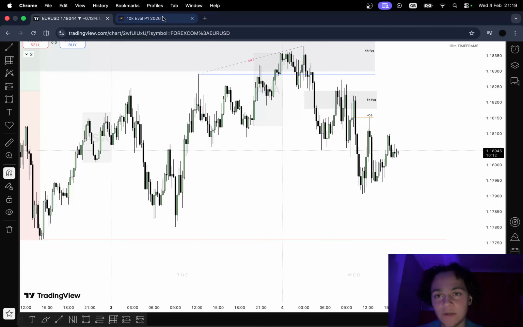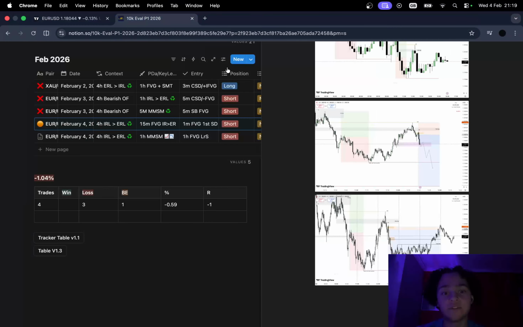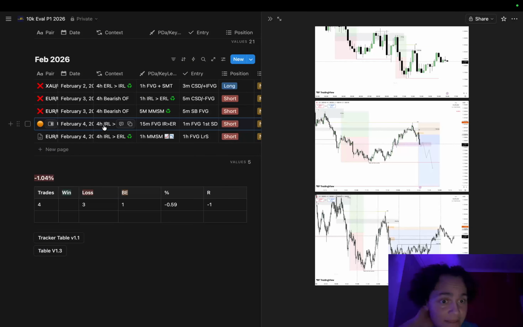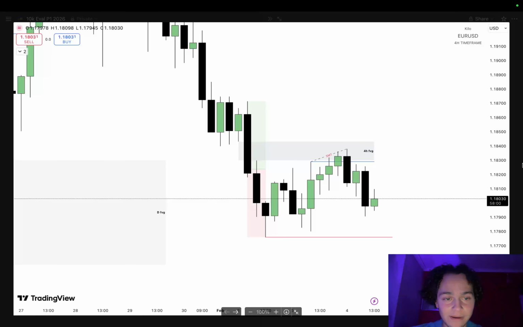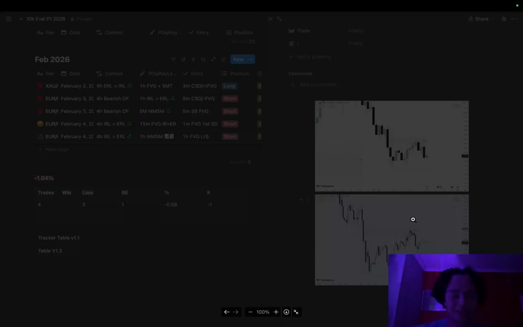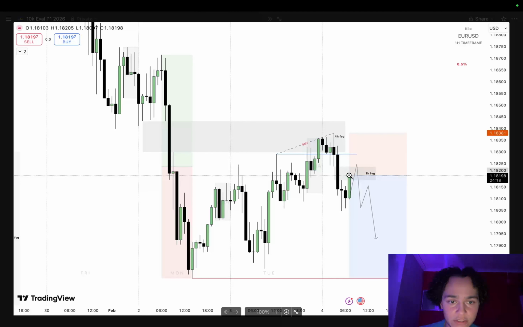Yeah, that is it. Just a quick trade recap. Break even. It was a little break even. And I'm in this trade on the 1 hour. Let me show you. The same idea. It's the 4 hour internal to external range liquidity. But I took this trade on the 1 hour time frame. I just put my entry within the 1 hour fair value gap.